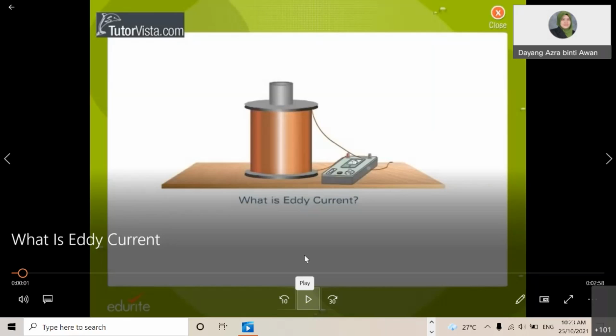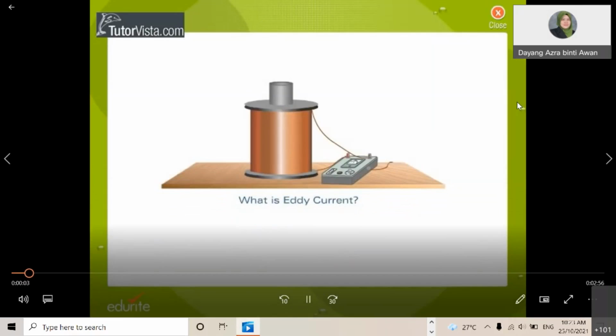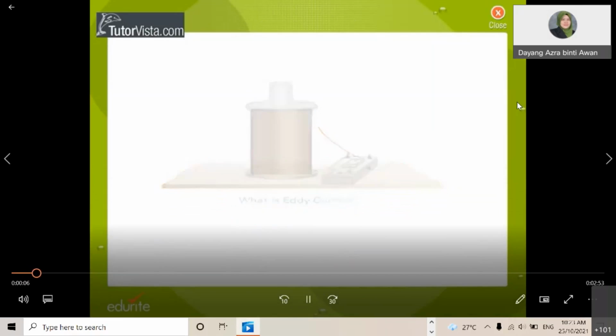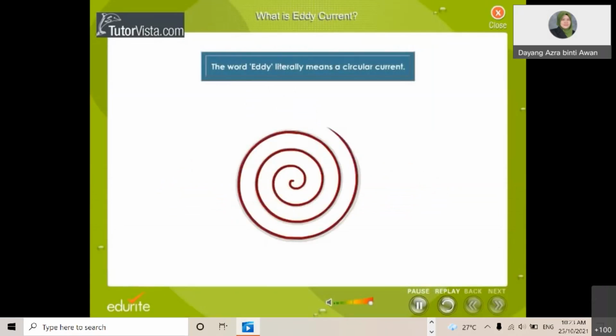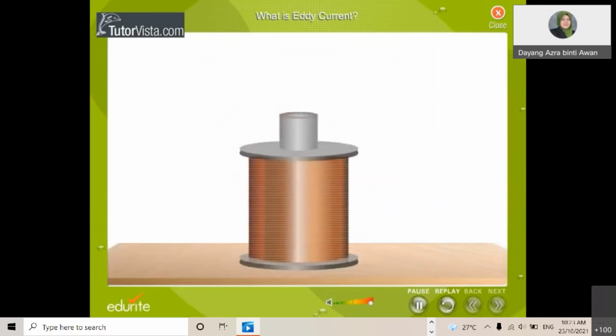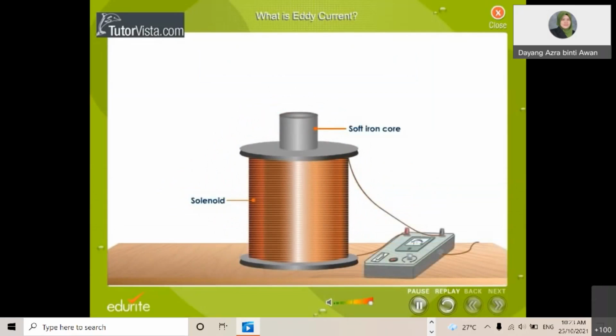Okay, so this is the eddy current. The word eddy literally means a circular current. Let us now try to understand how they are produced. Take a solenoid that has a soft iron core. Now connect this solenoid to an AC source. When a metallic disc is held over the cross-sectional face of the soft iron core, the metallic disc will be thrown into the air.